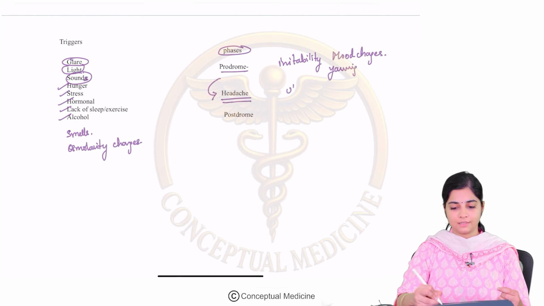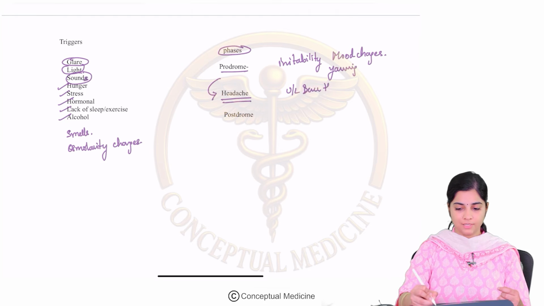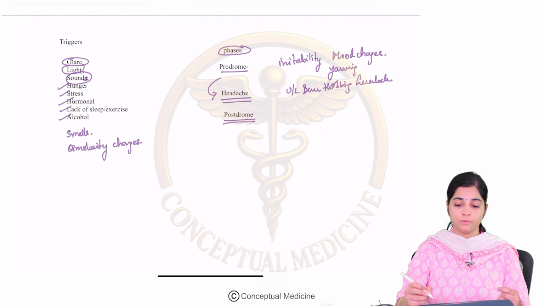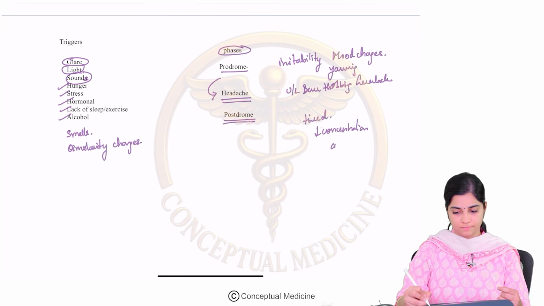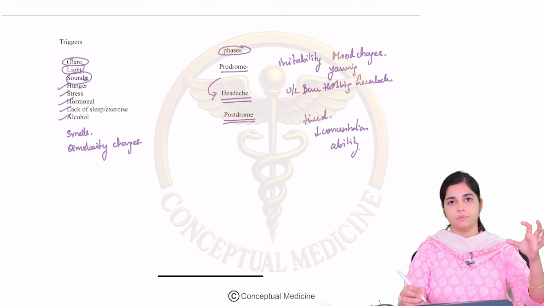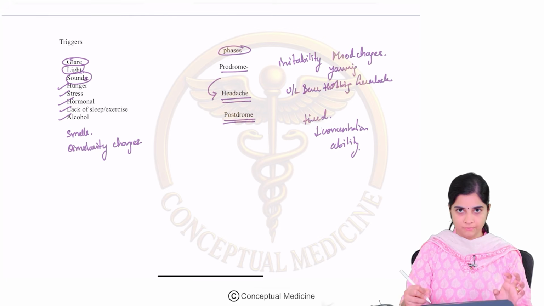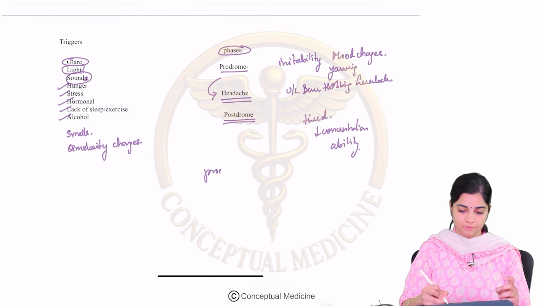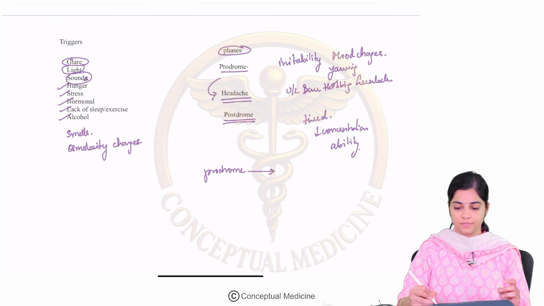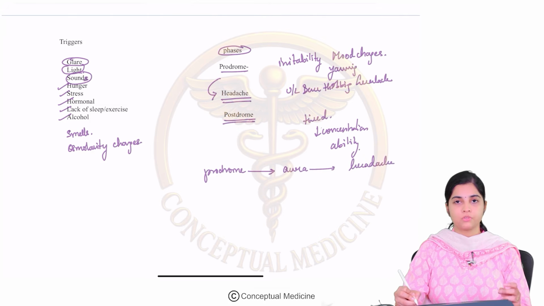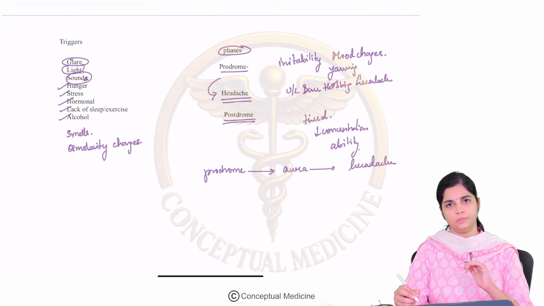The headache phase is characterized by a unilateral severe throbbing type of headache. Followed by the headache, you can have a postdrome phase where the patient is very tired and has decreased concentration ability. So this is about your prodrome, headache and postdrome phases. In certain individuals, the prodrome phase can also go into another phase called aura, followed by the headache. So we have a prodrome followed by an aura followed by a headache.